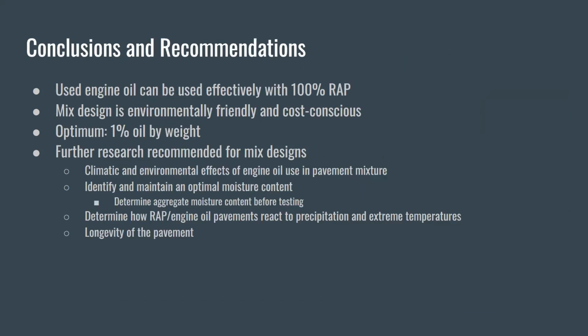This research shows that a mix of 1% used engine oil and RAP can result in an effective asphalt mix. An asphalt mix of this nature will be inherently cheap and environmentally friendly. Two waste materials are used, so they aren't hard to acquire, and they are given a purpose they otherwise wouldn't have. Future research topics could include the climatic and environmental effects, utilizing an optimal moisture content, precipitation and extreme temperature effects, and longevity. Overall, we are encouraged by the results of this research, and we hope that it can be furthered to the point where 100% RAP and used engine oil mixtures can become an applied reality.